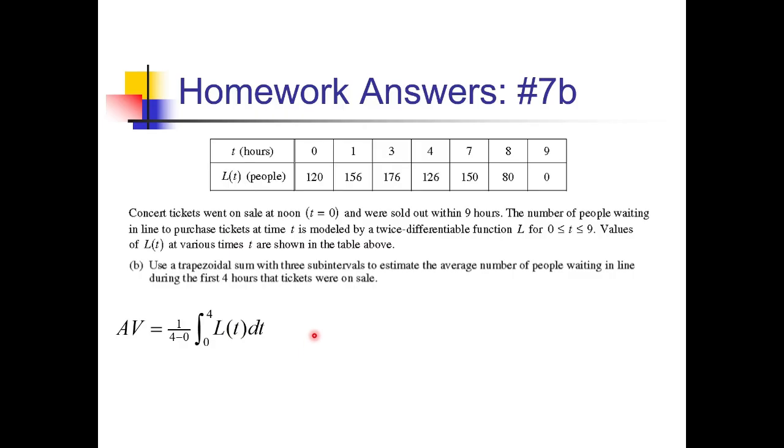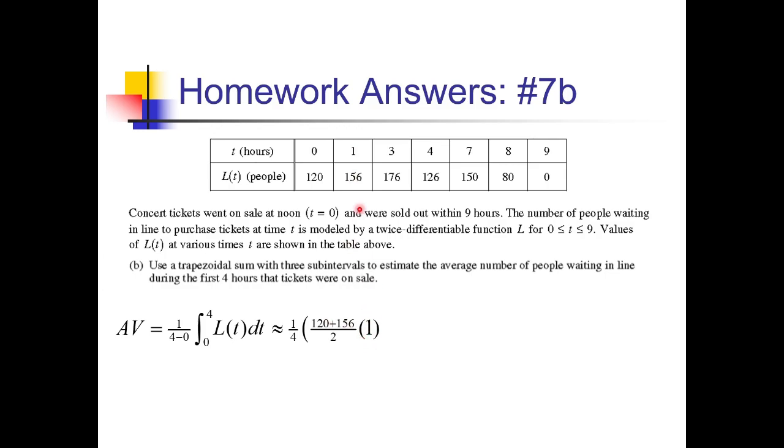Now, since I am approximating, I'm going to write approximately equals, and I can simplify this to 1 over 4. And my integral now, I'm going to replace this with my trapezoidal sum. So the first interval, we're going from 0 to 1. So we've got 120 plus 156 over 2 times the interval length of 1. That's my first trapezoid area right there.